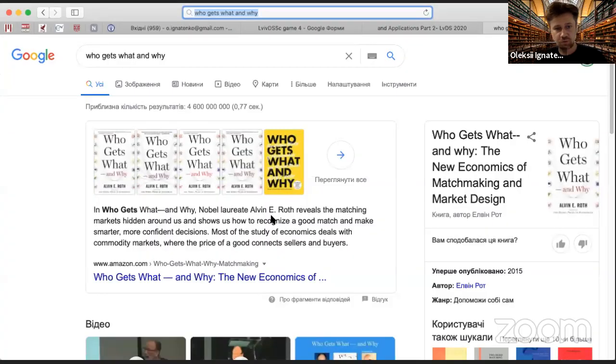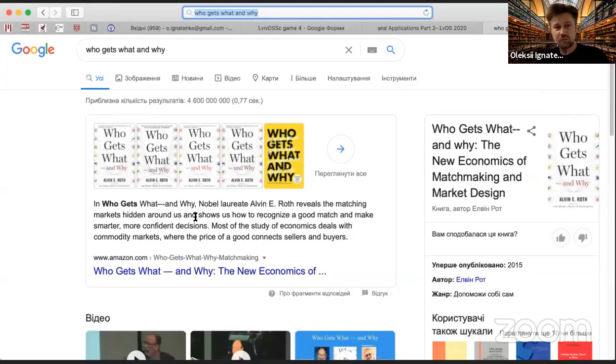So this is the book, Who Gets What and Why. It is about the matching problem and how Alvin Roth applies this idea of matching to school matching, in, I believe, Boston and New York. Then he applies this to the kidney exchange problem, and how they became very successful, very successful algorithm.